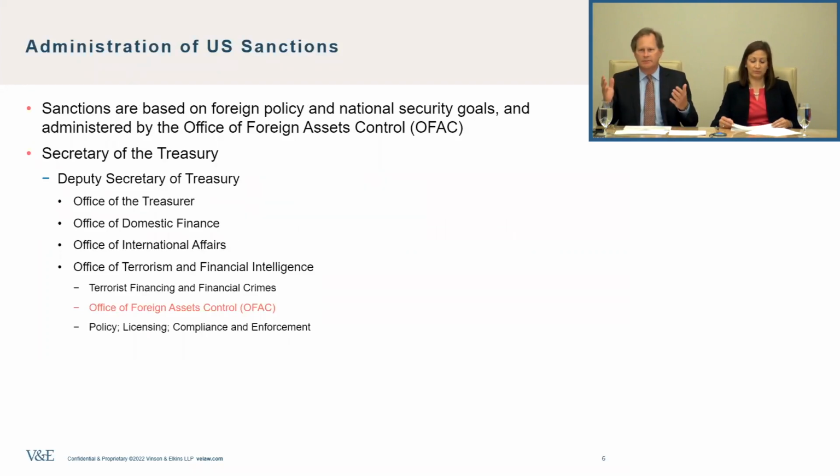Next slide. For those of you who are very familiar with sanctions, you've heard about OFAC. It's located within the Treasury Department, and this shows you where OFAC is. The Office of Foreign Assets Control is the entity that, once the president issues an executive order, puts in place the actual sanctions, sometimes in the form of regulation, sometimes in the form of a directive. You can see they are located within the Treasury Department, and they have administrative authority, licensing authority, and enforcement authority.